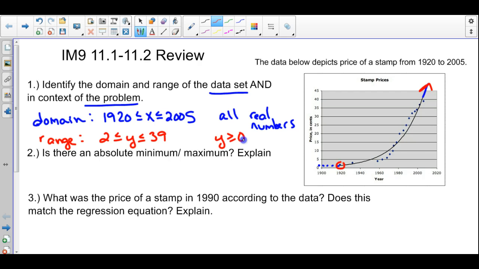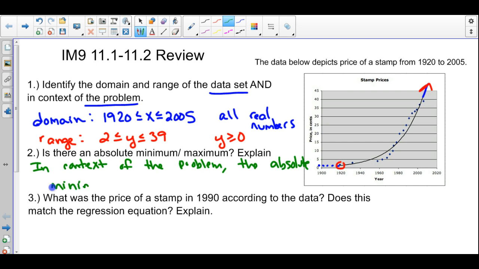The next one: is there an absolute minimum or maximum? Explain. You would say really according to the data and this graph, there is no minimum and maximum, but in context of the problem, I'm going to write that here, the absolute minimum would be whatever the lowest price of a stamp would be, and like I had said, the absolute minimum is 0 cents.